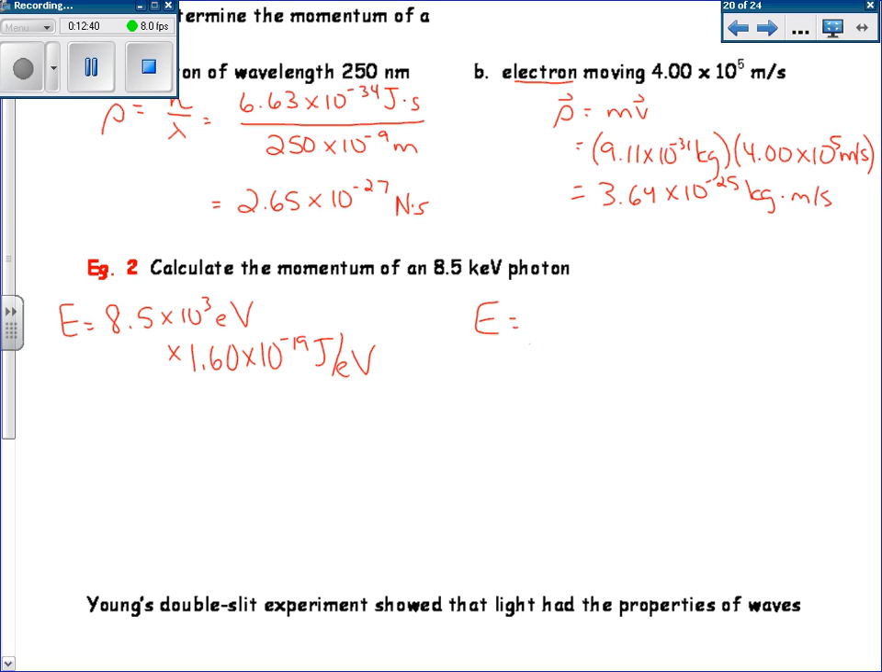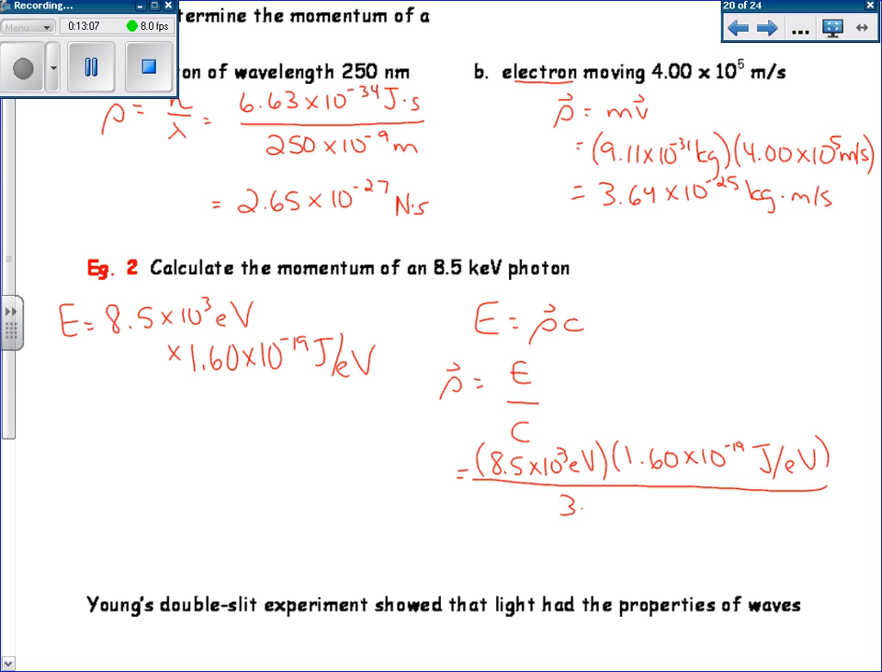From the formula sheet, energy is momentum times the speed of light. So momentum is energy over the speed of light, which is 8.5 times 10 to the 3 electron volts times 1.60 times 10 to the negative 19 joules per electron volt divided by 3.00 times 10 to the 8 meters per second. And that will give you 4.5 times 10 to the negative 24 Newton seconds.